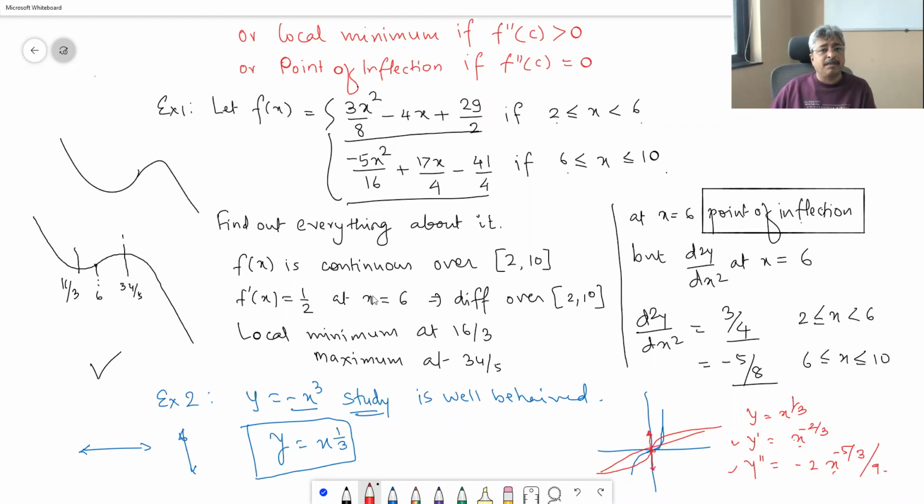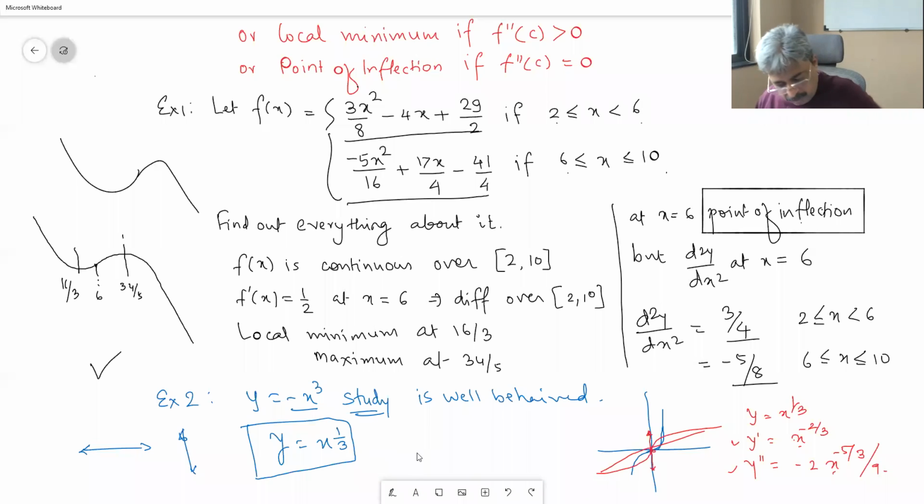So these counter examples are saying that there could be a point of inflection otherwise, and f double dash of c need not be equal to 0. Still, you may end up having a point of inflection. So these are the important counter examples which will ensure that f double dash of c is equal to 0 is one way to achieve a point of inflection, but not always.